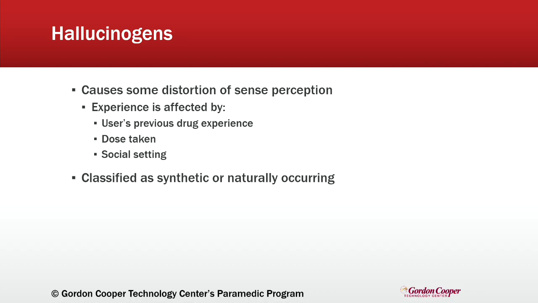There are two main categories of hallucinogens, the first one being synthetic. This includes things like LSD, PCP, and ketamine. And then there are some naturally occurring hallucinogens such as mescaline and psilocybin, as well as jimsonweed seeds.